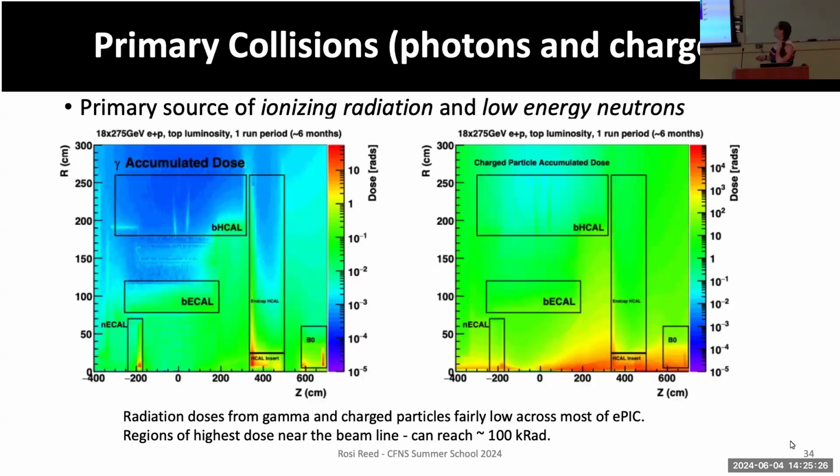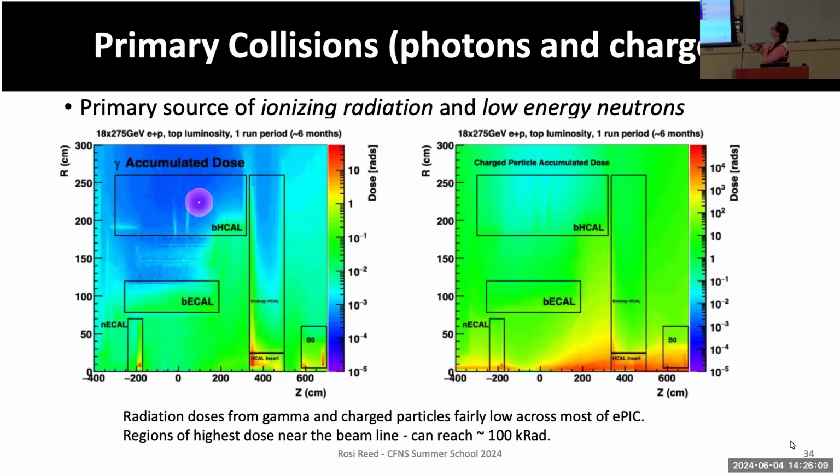So these are just plots now of the primary collision, photons and charged particles. What this is showing is, for the different luminosities, the photon accumulated dose. This is the radiation that just comes from photons. This is the radiation that's coming from charged particles. You can see here the z-axis, which is up and down the beam pipe, and the dose you get through ePIC. And then r is the distance from the beam.